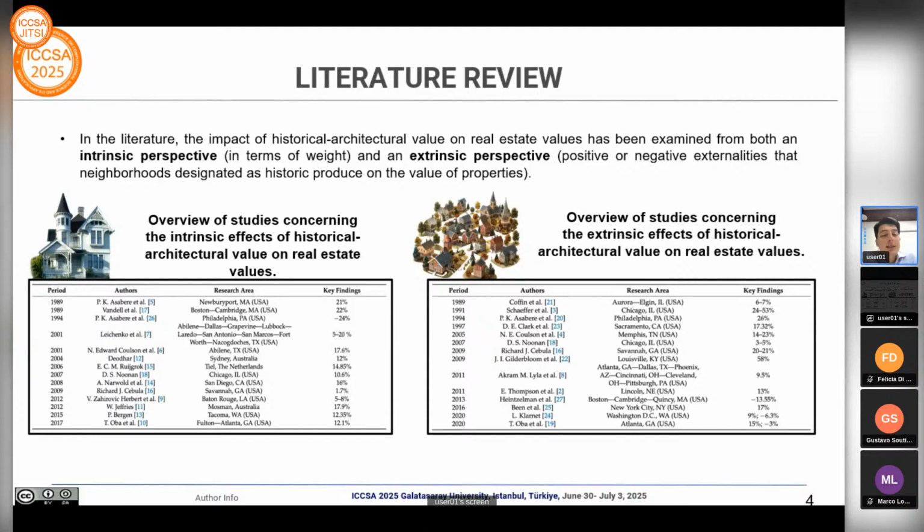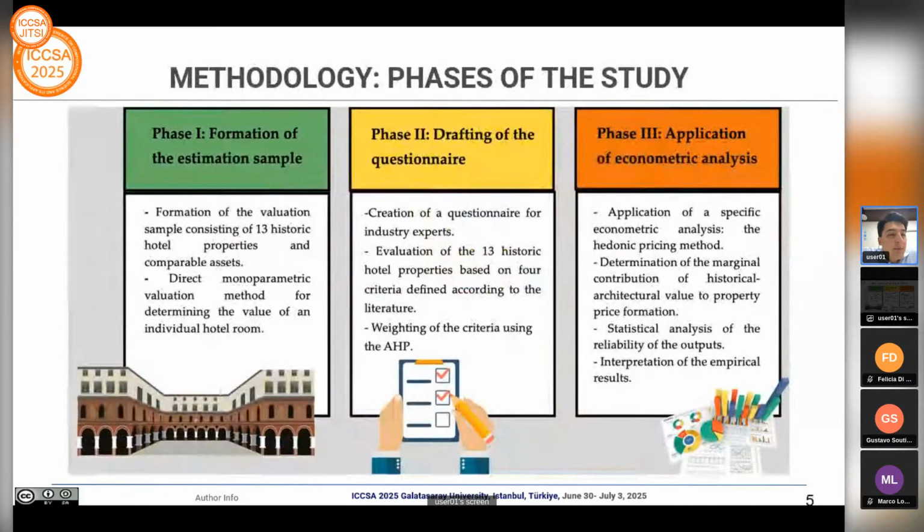And in an extrinsic point of view, we have an increase of about 58% in Louisville in Kentucky. The work is structured into three phases. We have the first phase with the formation of the valuation sample consisting of 13 historic hotels and the comparable assets. And after, with a direct monoparametric valuation method, we determine the value of an individual hotel room for the historic hotel and for the comparable asset.